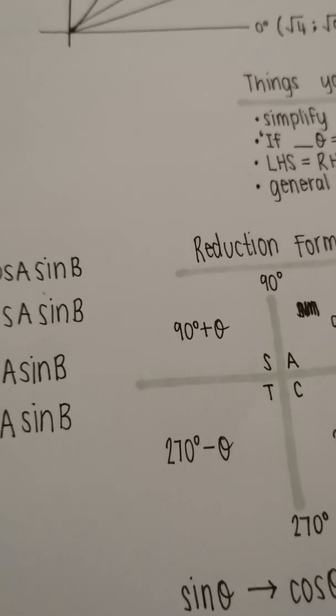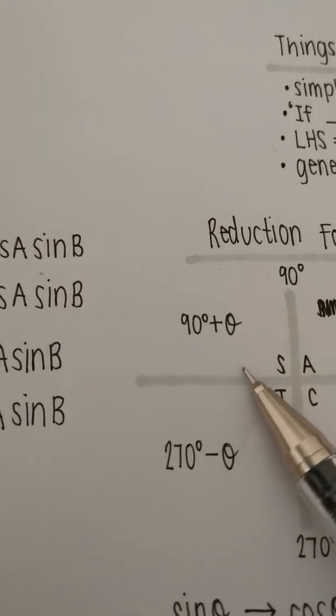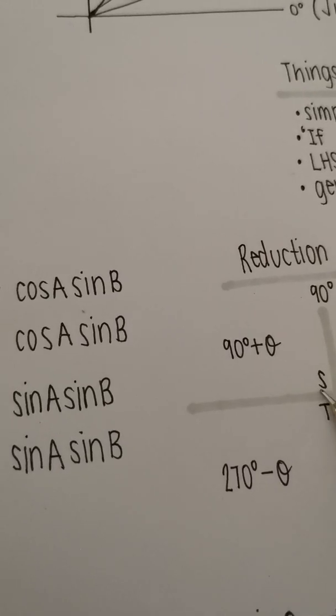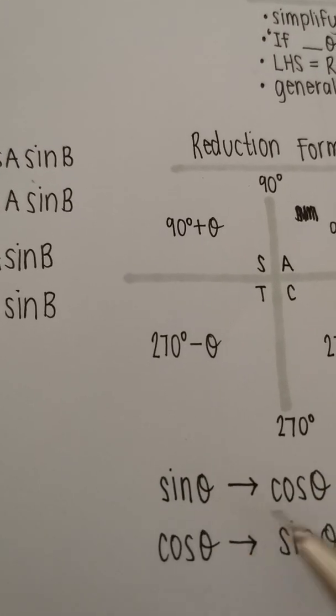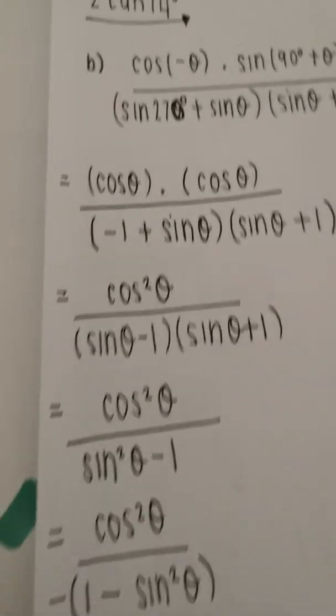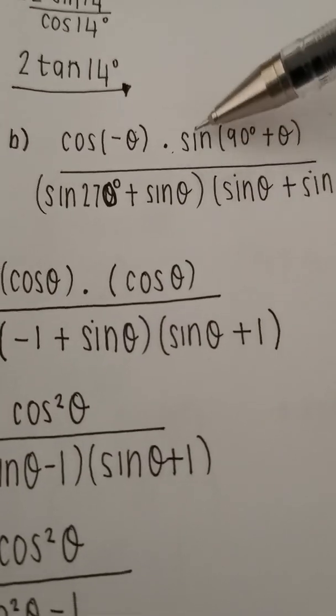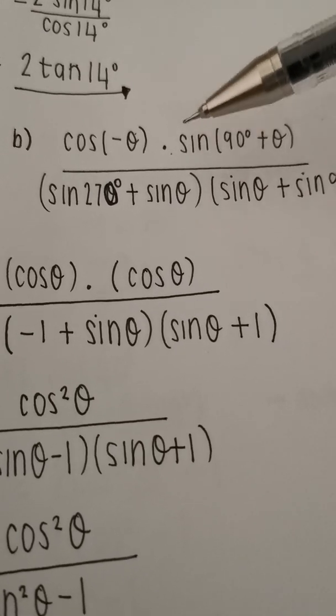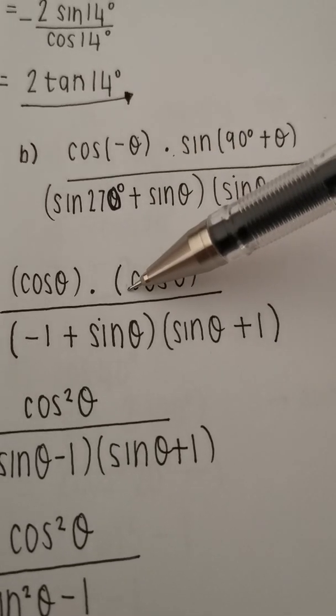Let's go back to this page I made. Okay, 90 degrees plus theta. This is in the second quadrant, right? So that means sine is positive in the second quadrant. And we also know that sine becomes cos, cos becomes sine. So we look at the original part of it, sine, it's positive in that quadrant. Okay, so therefore my answer still remains as positive.